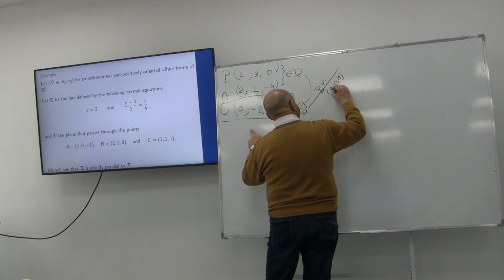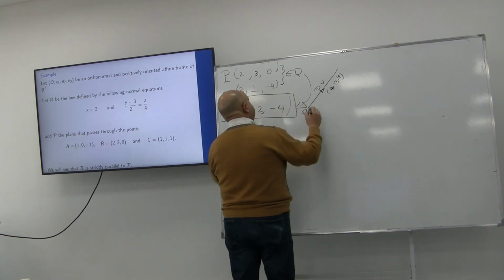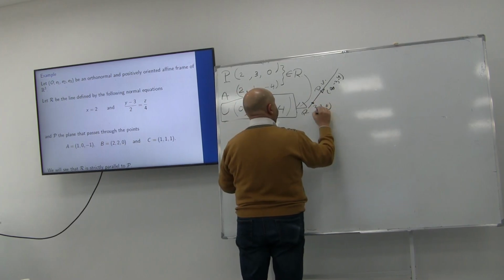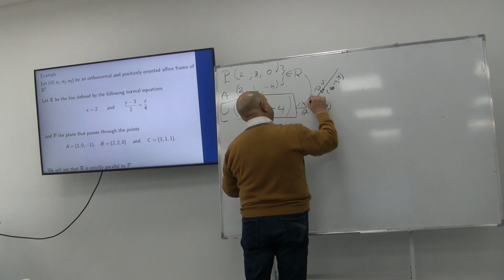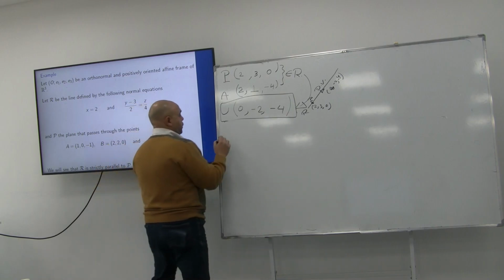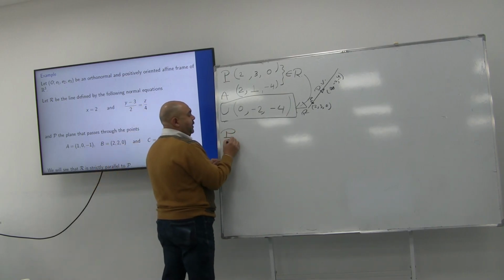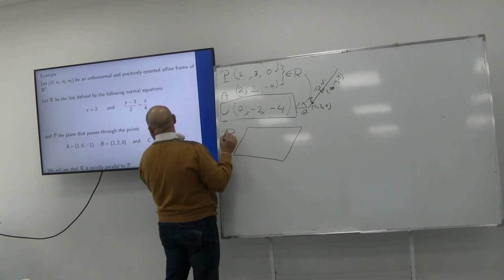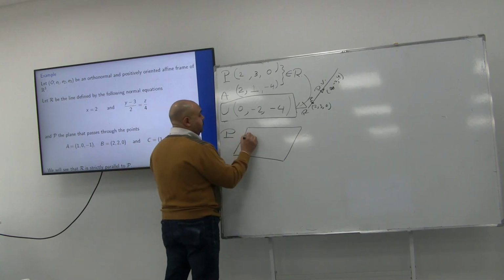This is (0, -2, -4), and I have 2 points. I will use the given point, which is (2, 3, 0). So now I have a point and a vector. For the plane equation, I have the plane, and I have 3 points that belong to this plane.